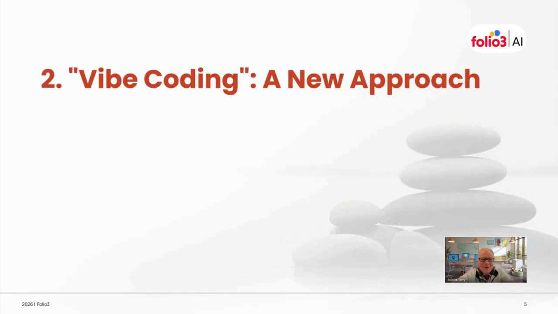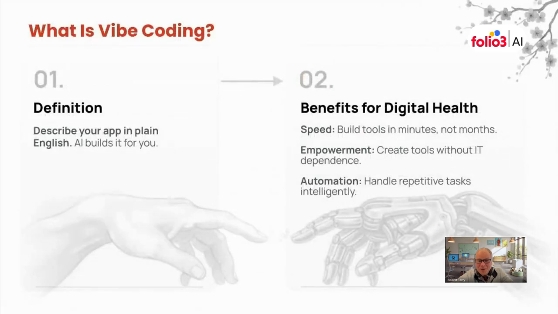So, vibe coding, I call it vibe coding, the new approach. You know that it's future proof if I can use it myself, which I actually have done. By definition, I think most of us know, just to level set and make sure that we're all on the same page, essentially you describe the app you want in plain English and the AI builds it for you.